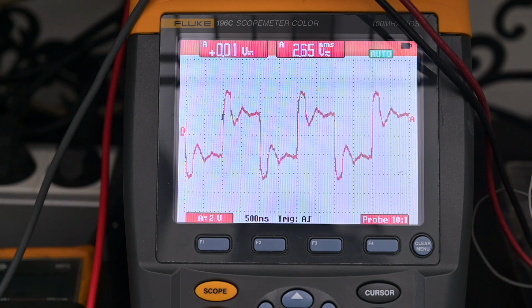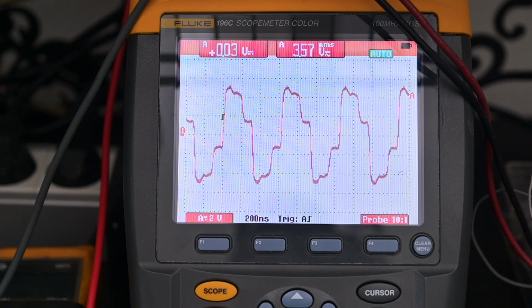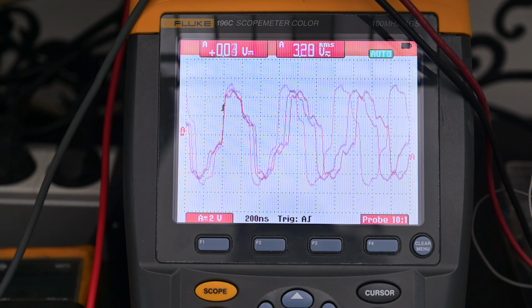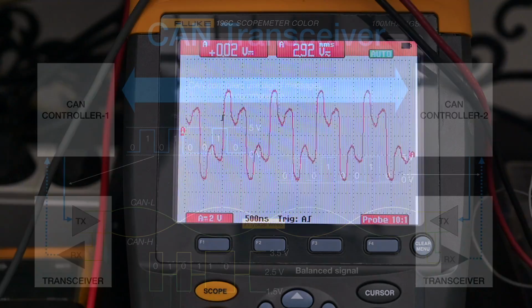If I change the frequency, you will see that this is going to get quite a bit worse. So the higher the frequency, the worse the signal becomes. And at some point, we almost get a sine wave. And that's going to become very difficult for the transceiver, which is receiving the signal, to actually decode it.